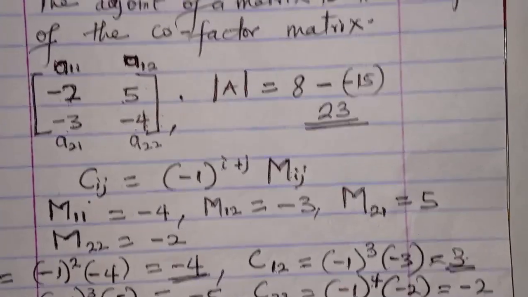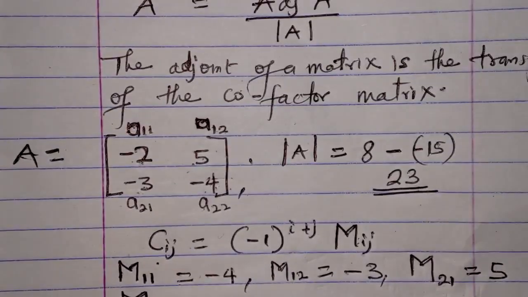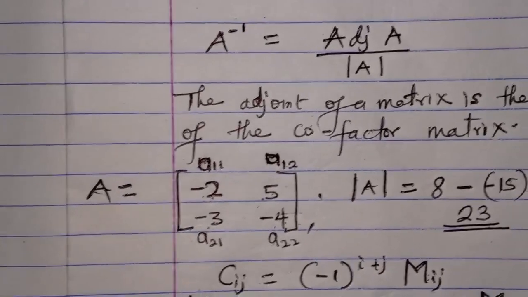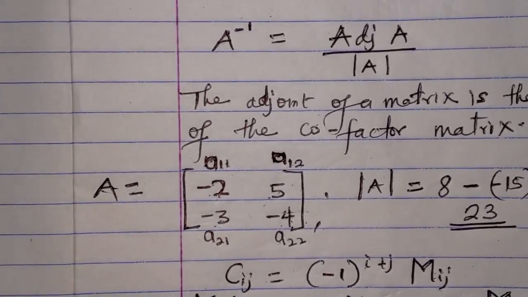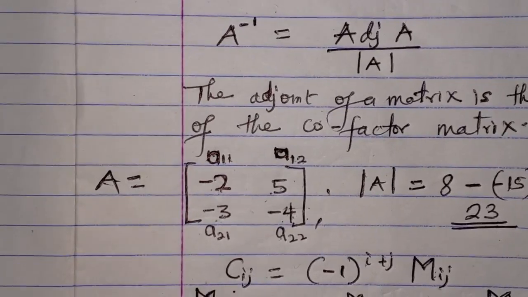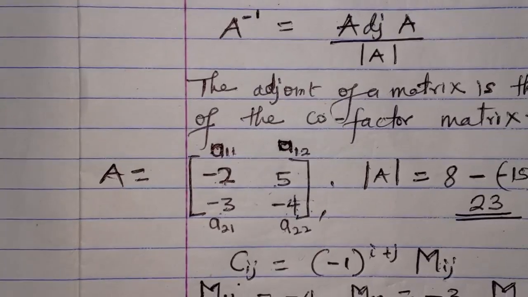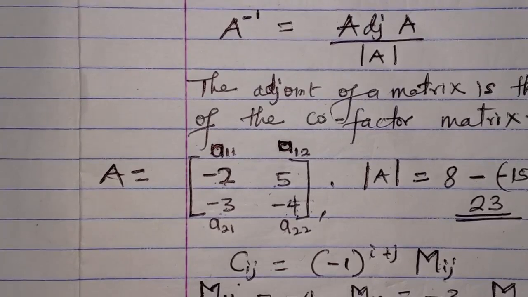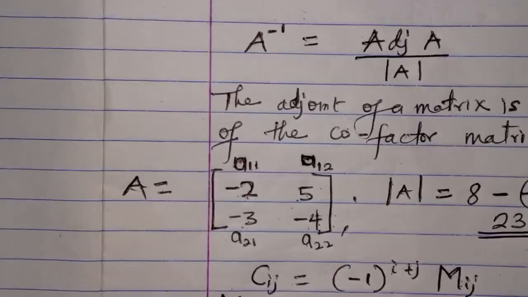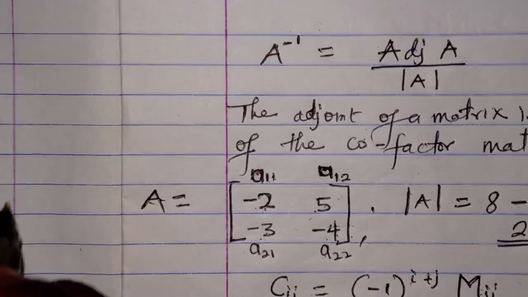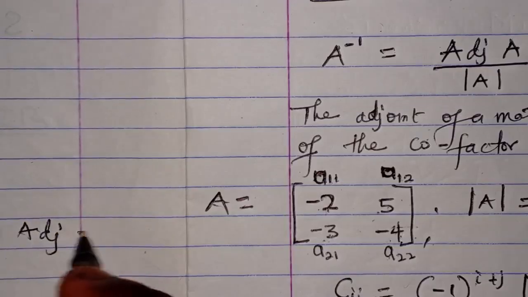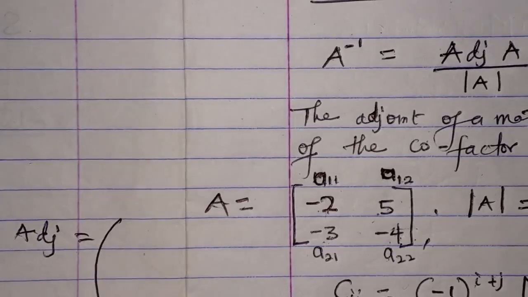A shorter way to determine the adjoint of a 2 by 2 matrix is this. We may not always need to do all this cofactor stuff for the adjoint of a 2 by 2 matrix. We can just do this. Okay, see what we're going to do. Inverse is still adjoint divided by determinant. So for the adjoint, we can do a very simple thing. The adjoint of A for a 2 by 2 matrix is this.